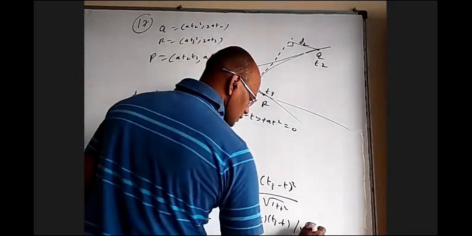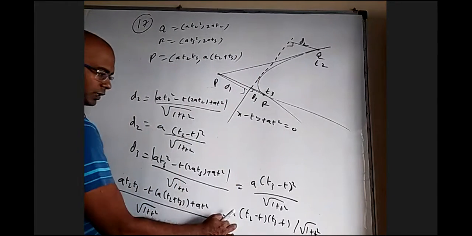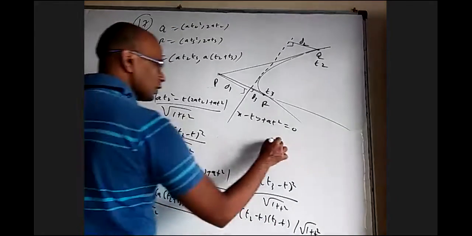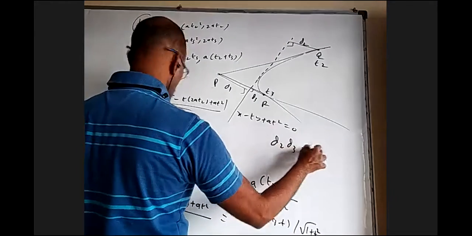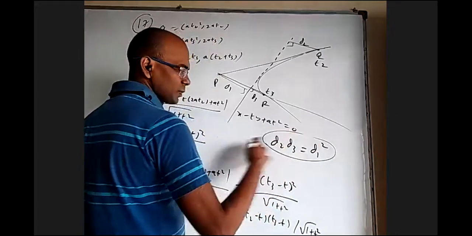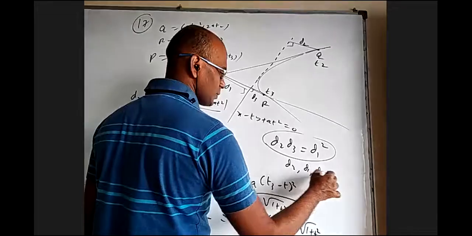So now we can easily see d1, when you square it, you will get this square into this square, which is the product of this and this. So d2 into d3 is equal to d1 square. You can notice that. Then d1 should be in the middle. d2, d1, d3 are in GP.